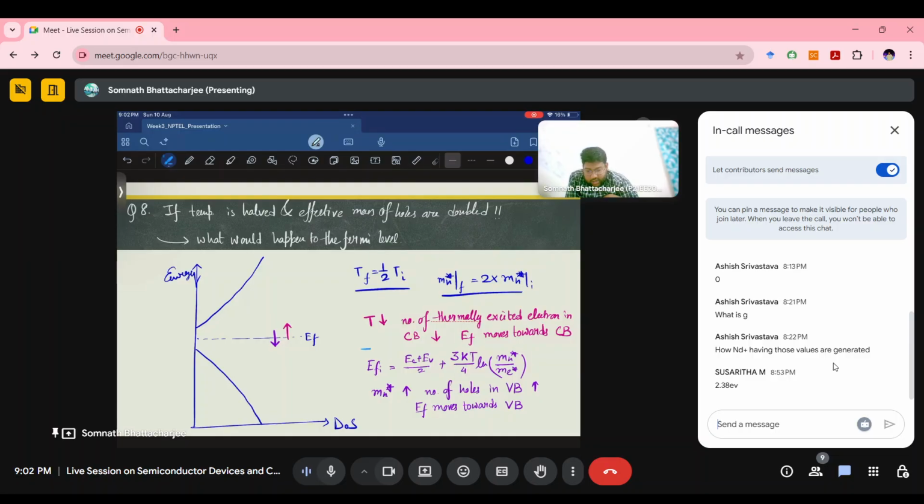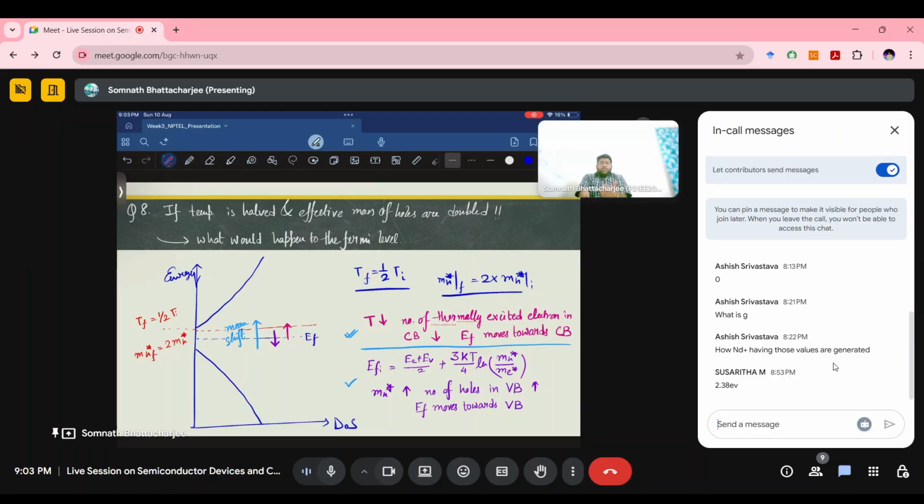Based on the change in the temperature, this is the more effective phenomenon rather than this one. So the main change will be towards this. This is the main shift that will be towards the conduction band, and right now the level may be situated here. So the level will be here after the temperature has been halved and the effective mass has been doubled.